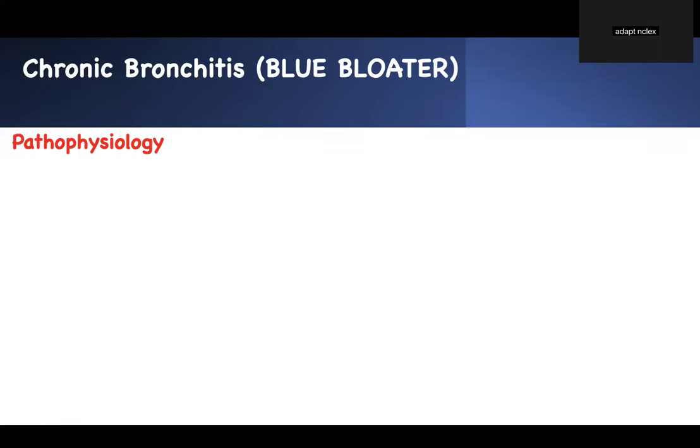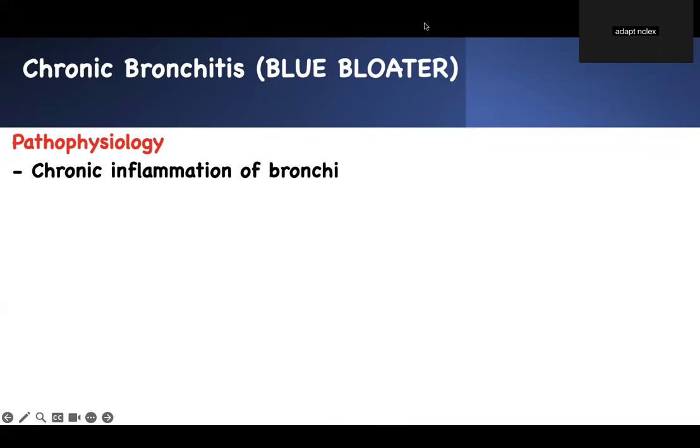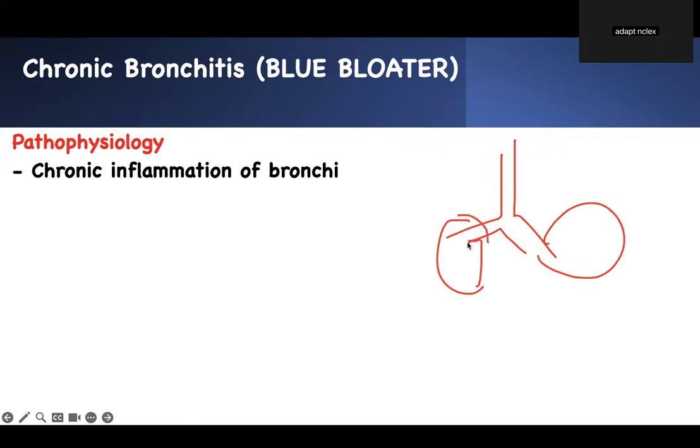Why? The pathophysiology is the key. They have chronic inflammation of the bronchi. The bronchi have multiple inflammation. If this is the airway, you have the lung here like that. But remember, the little bronchi, these structures can have chronic inflammation. In the process, what is going to happen when you have inflammation? You're having mucus secretion, and this is the major problem. They have excessive mucus secretion.